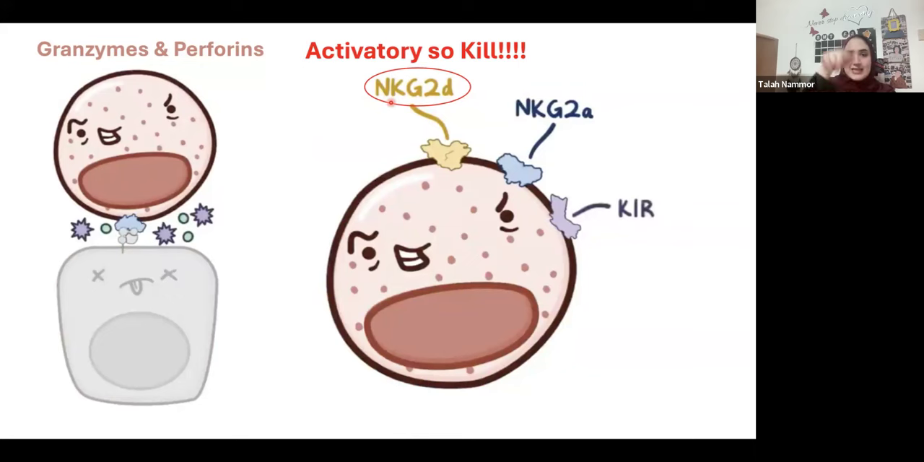NKG2D, like a D, okay? You can think of it this way, guys. NKG2D, D for die, so it's going to kill it. That's something I just came up with, but it works. So NKG2D, the D, if you see a D, then that's an activatory receptor. If it binds to anything, it's just telling the cell, please go kill yourself.